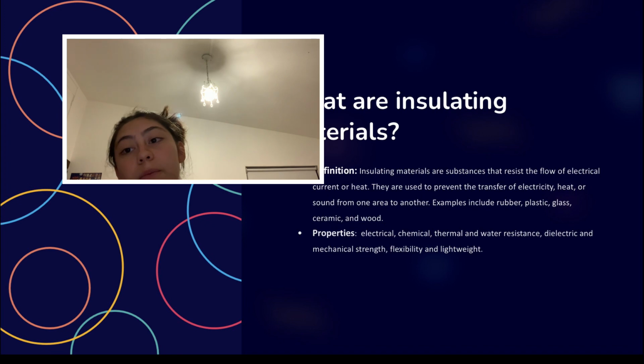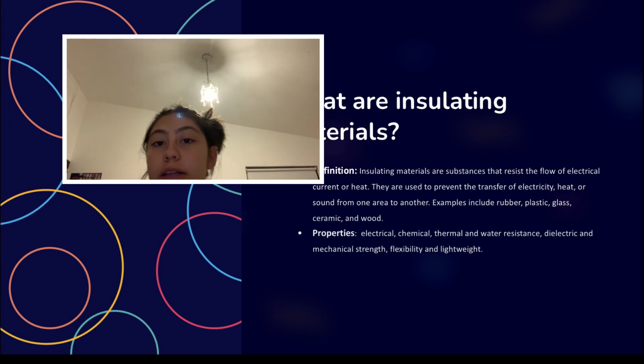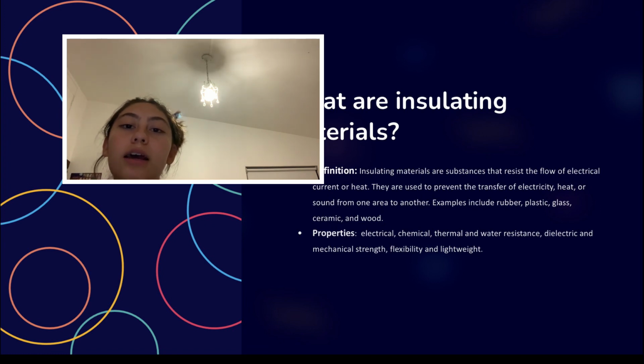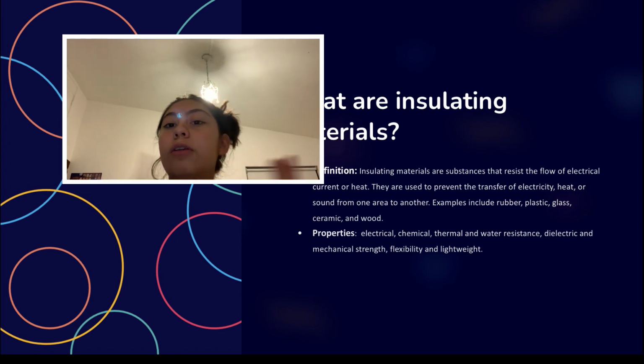And to end with the properties, we have lightweight, and especially for applications where weight is a concern, such as in aerospace or automobile industries, insulating materials are often lightweight while still providing effective insulation properties. These properties can vary among different types of insulating materials, and the selection of a particular material depends on the specific requirements of the applications, such as voltage level, temperature ranges, environmental conditions, and mechanical stresses.